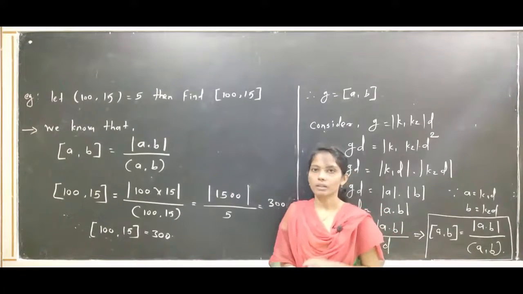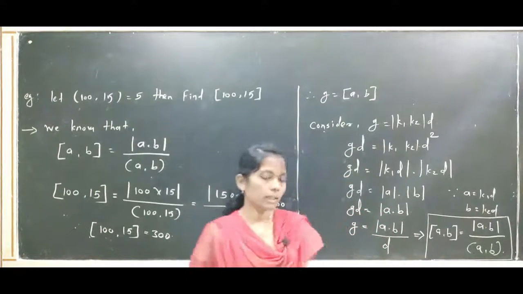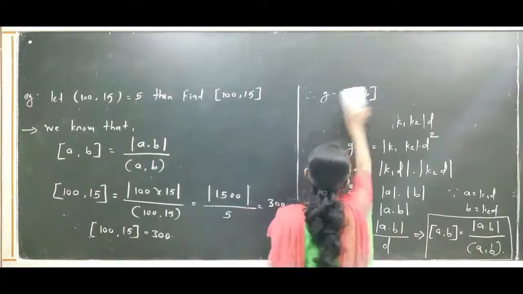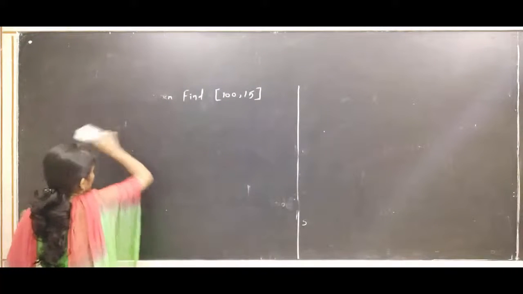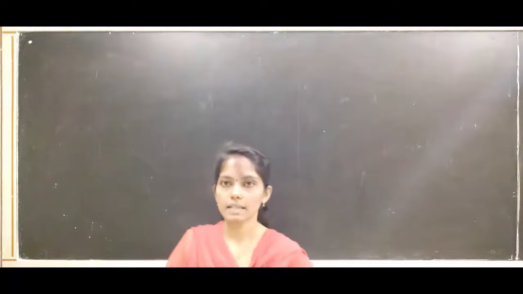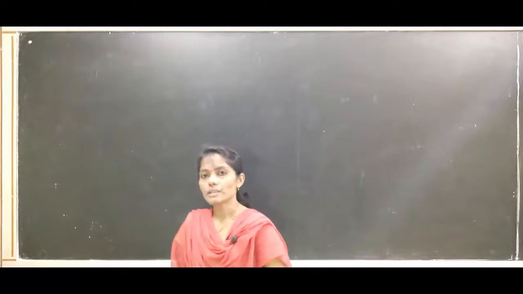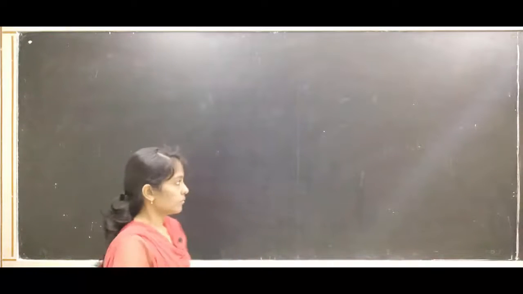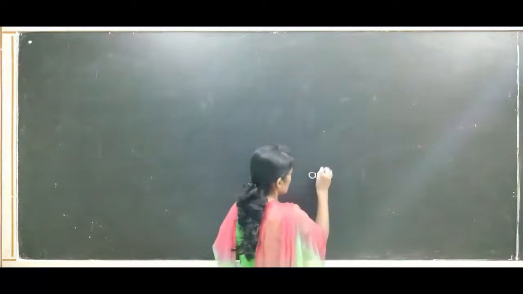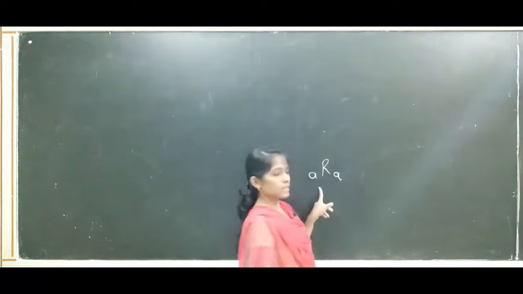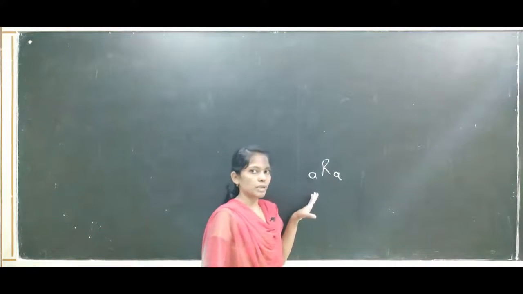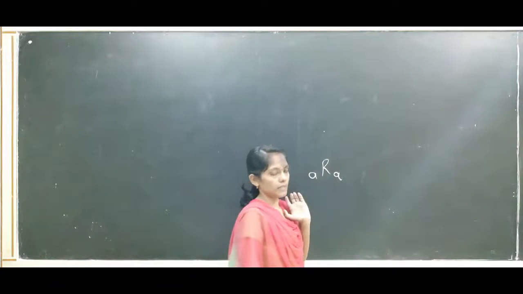Okay. Now, next point, equivalence relation. If a relation is reflexive, symmetric and transitive, then that type of relation is called an equivalence relation. Okay. So, what is meant by reflexive? Reflexive means if A is related to A itself, then that type of relation is called reflexive.